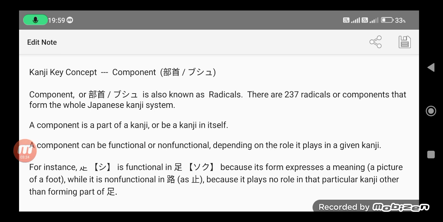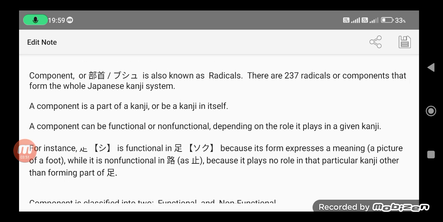So what is a component or radical? Component is also known as radicals, and these are the building blocks of kanji characters, or building elements of a kanji character. A component is a part of kanji, or also there are kanji that act as components, and vice versa. There are components that can also appear as kanji. So later on, as we discuss more and more kanji in our lectures, you will realize that some kanji can act as radicals and vice versa.